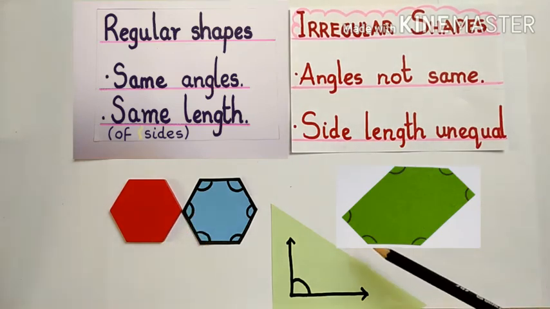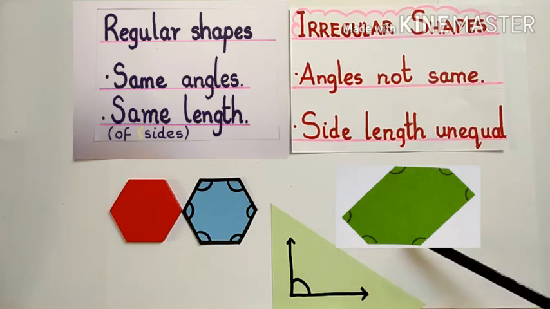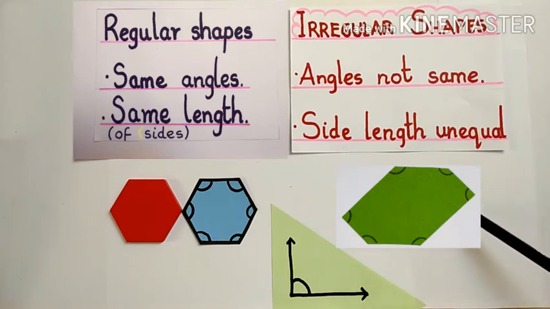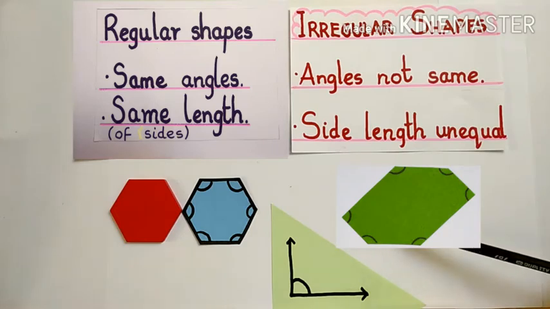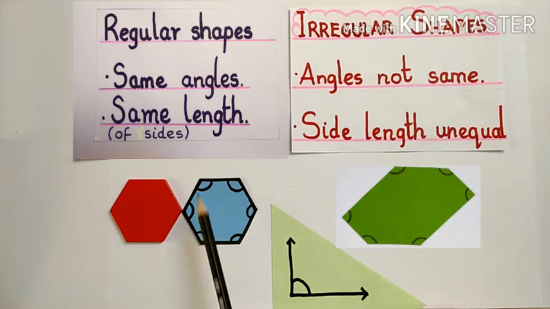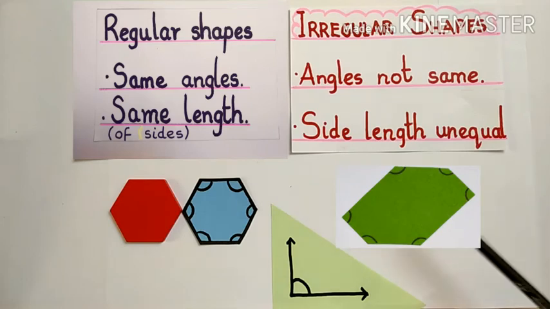But in this shape, some of the angles are the same, but not all. Some of the angles are different. So this means if the angles are different, the shape is an irregular shape. Now let's look at the sides. All the sides in this shape have the same length, but in this shape, the length of these lines is not the same.